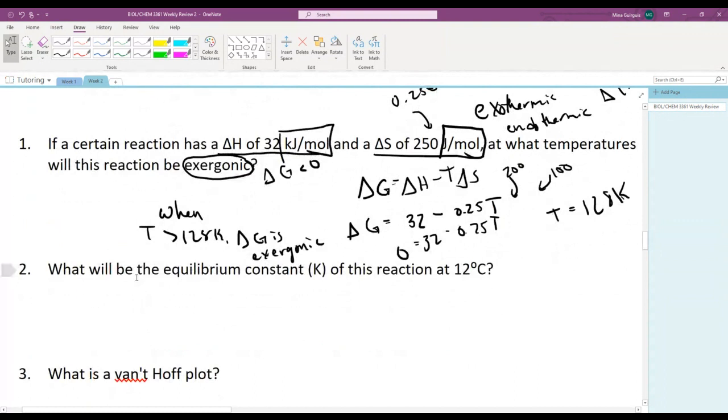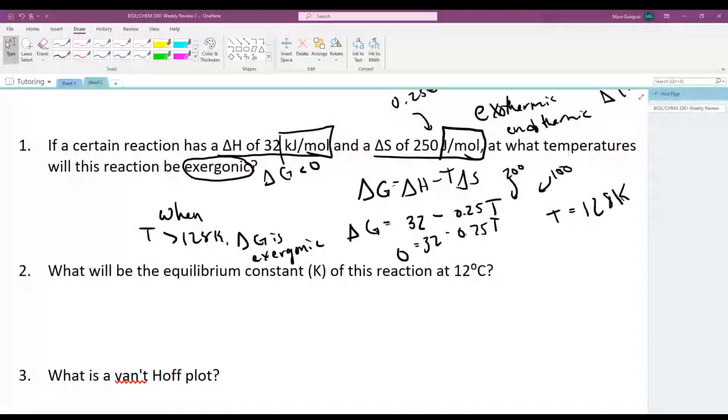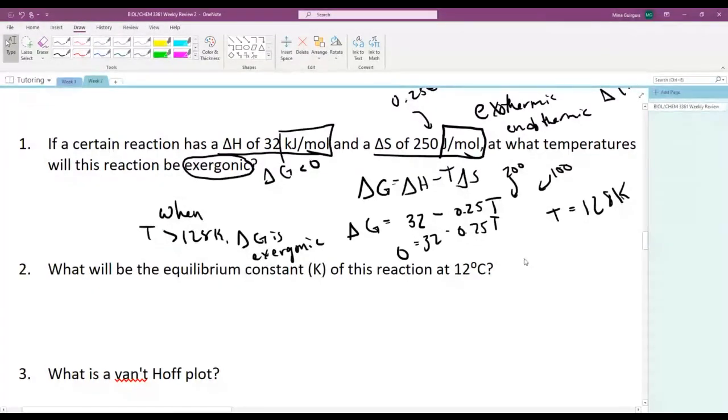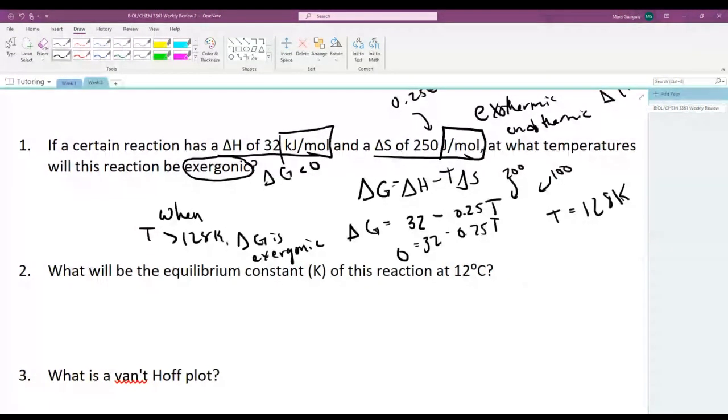And the next question is based off of this exact same one. What will be the equilibrium constant, or K, of this reaction at 12 degrees Celsius? So how do we do it? What do you guys think? Okay, so we need an equation that helps us go... hang on, someone said something. G equals, yes, you're exactly right.